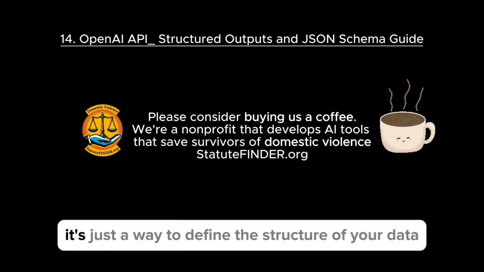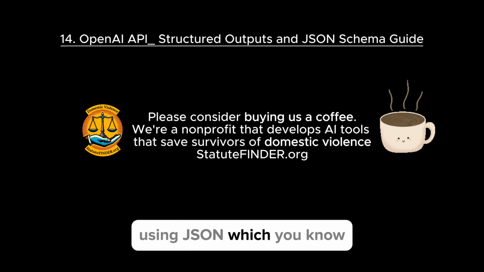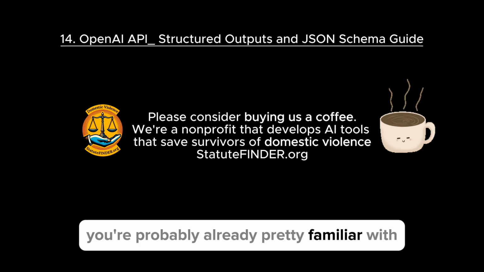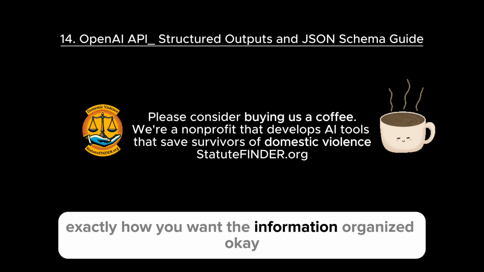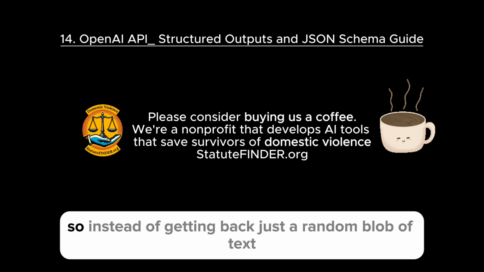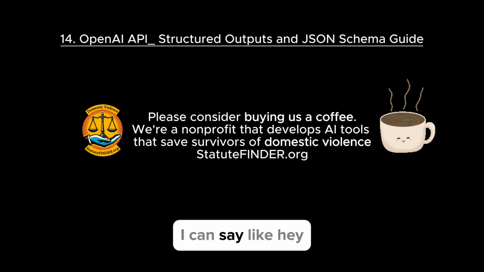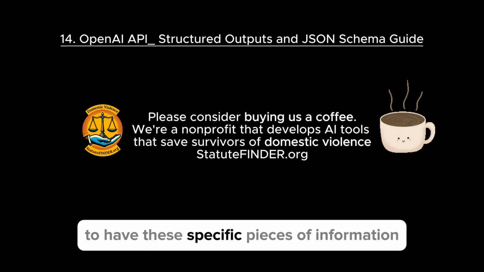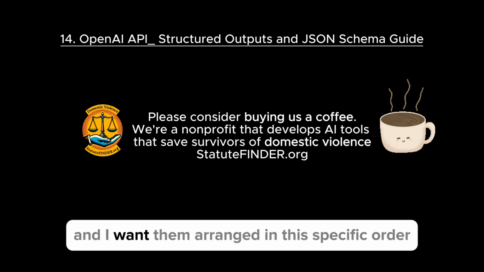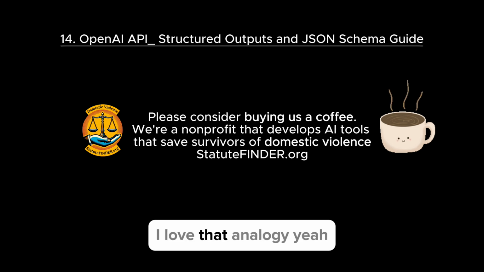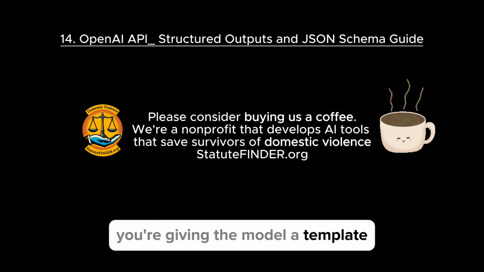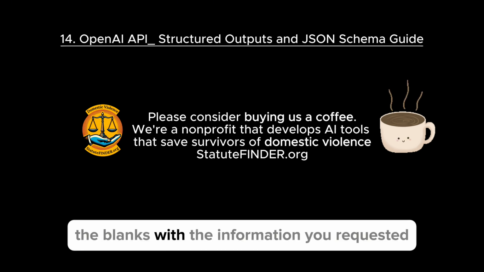At its core, it's just a way to define the structure of your data using JSON, which, as a Python user, you're probably already pretty familiar with. Think of it like a blueprint that tells the model exactly how you want the information organized. So instead of getting back just a random blob of text, I can say, hey, I want the answer to have these specific pieces of information, arranged in this specific order, kind of like a Mad Libs for data. I love that analogy. You're giving the model a template, and it fills in the blanks with the information you requested.